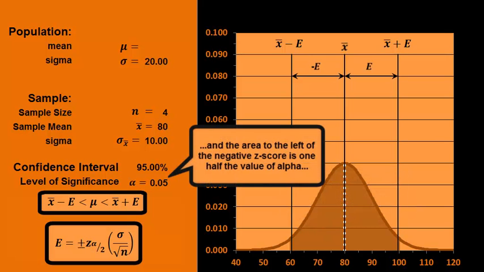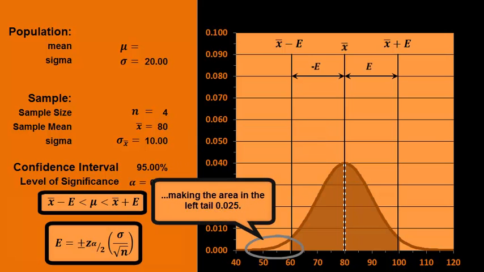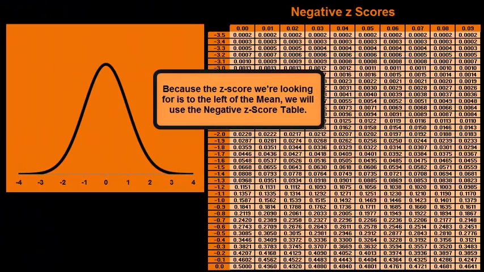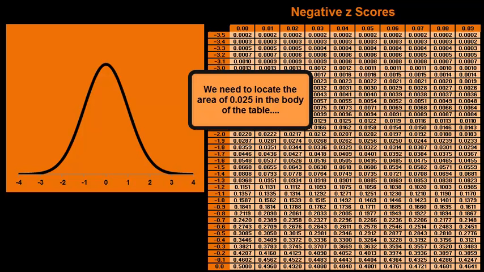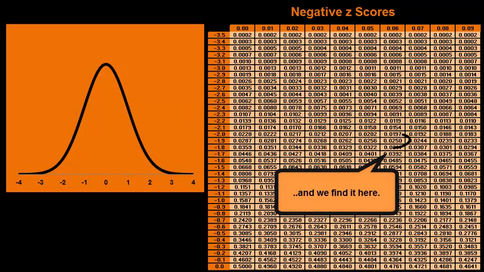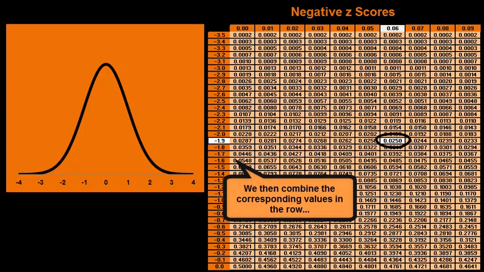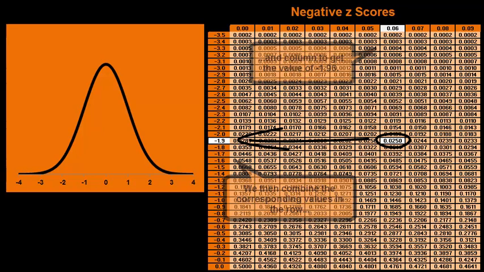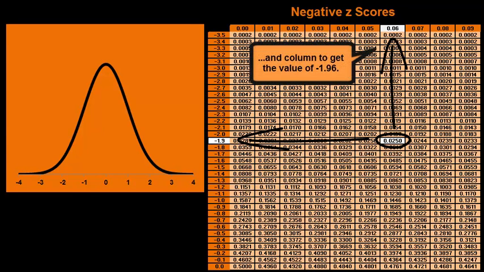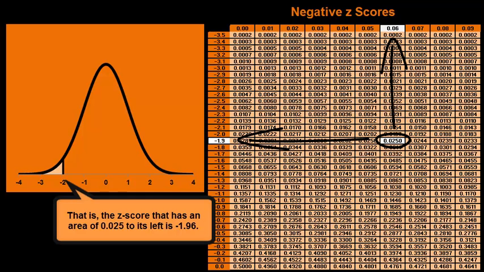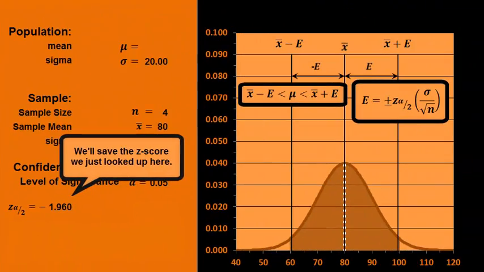And the area to the left of the negative z-score is 1/2 the value of alpha, making the area in the left tail 0.025. Because the z-score we're looking for is to the left of the mean, we will use the negative z-score table. We need to locate the area of 0.025 in the body of the table, and we find it here. We then combine the corresponding values in the row and the column to get the value of -1.96. That is, the z-score that has an area of 0.025 to its left is -1.96. We'll save the z-score we just looked up here.